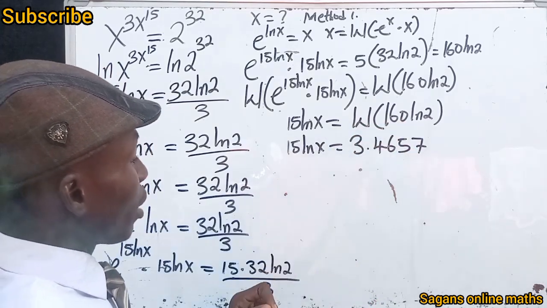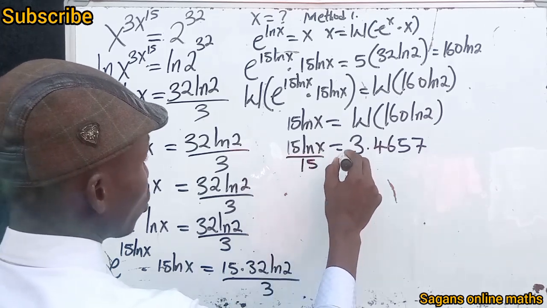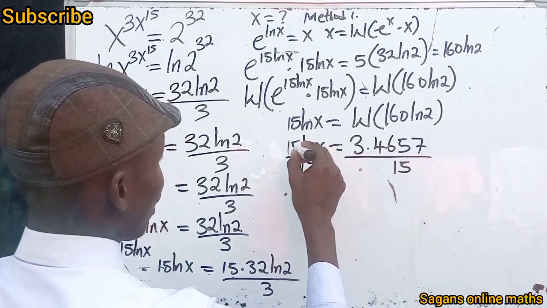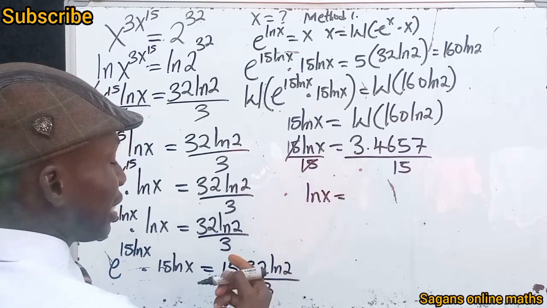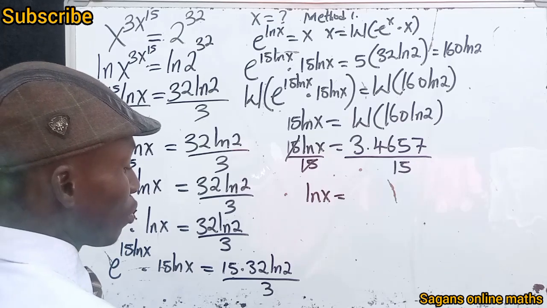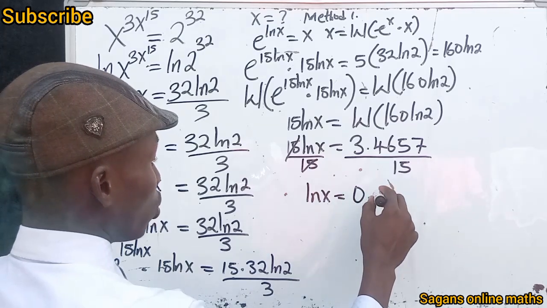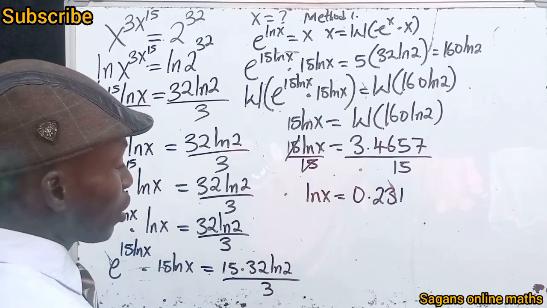Now we are going to divide both sides by 15. If we divide here by 15, we also divide this by 15, right? Now 15 will go out. So now ln x is equal to 3.4657 divided by 15, which gives us 0.231.